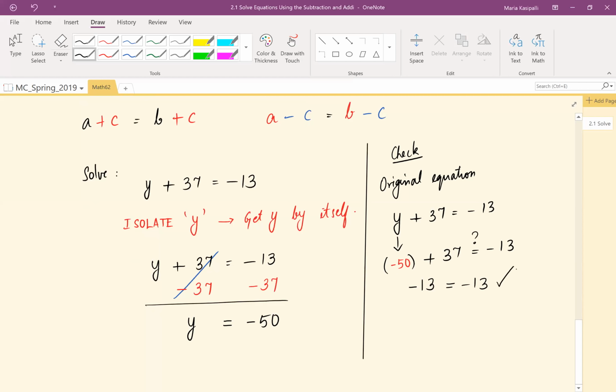Is this a true statement? Yes, indeed. It is a true statement. So we come back and conclude. We say this implies y equals negative 50. And that's the answer. We go ahead and we box it. Okay, let's do another one.